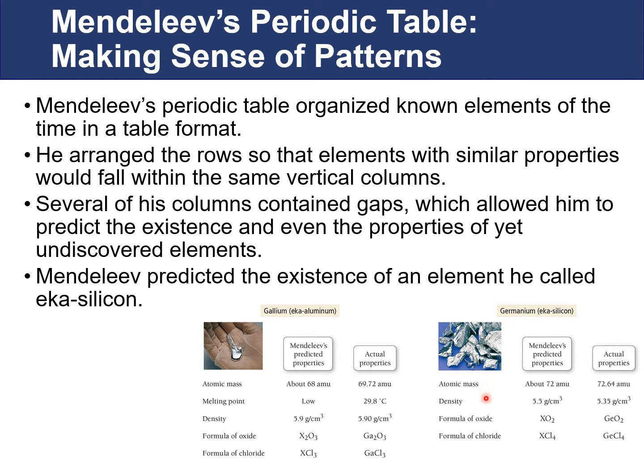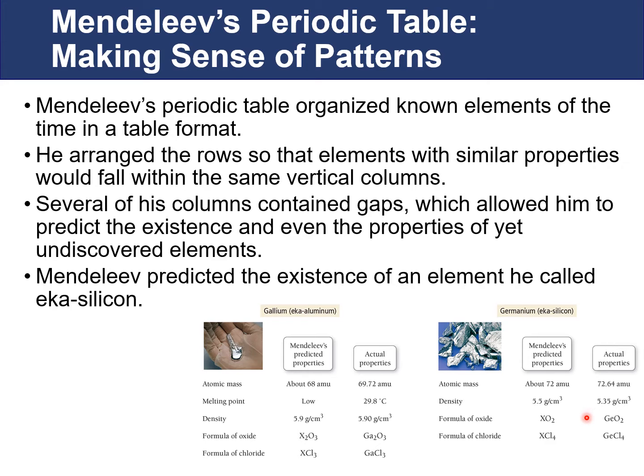So his prediction for the atomic mass was that it should be about 72 atomic mass units. When germanium was discovered, it was found to have an atomic mass of 72.64. Mendeleev predicted that the density, based on silicon and other things within that silicon column, that the soon-to-be discovered germanium should have a density of 5.5 grams per cubic centimeter. It was determined to be 5.35.